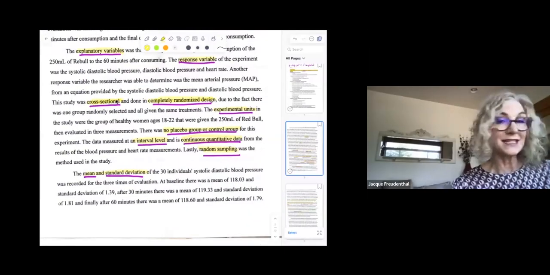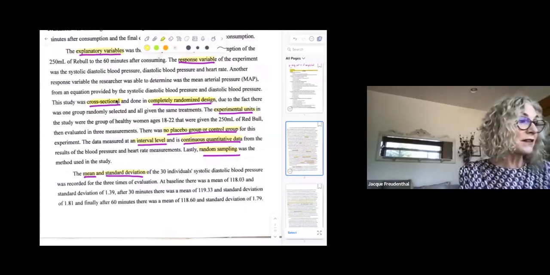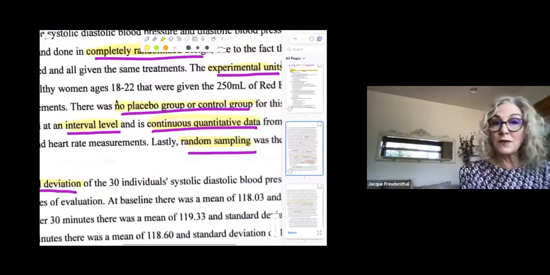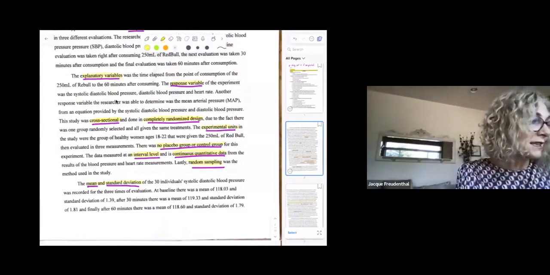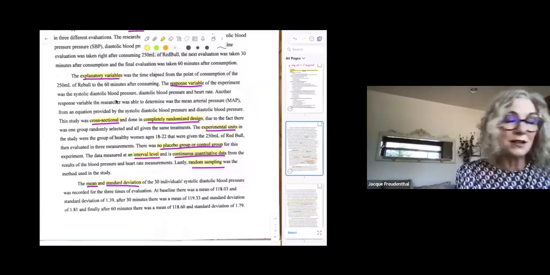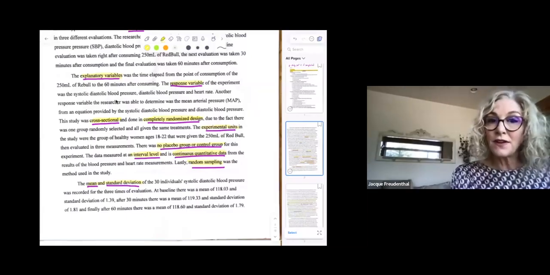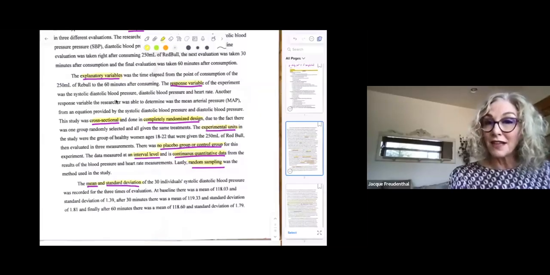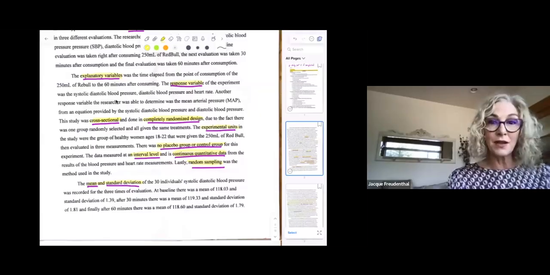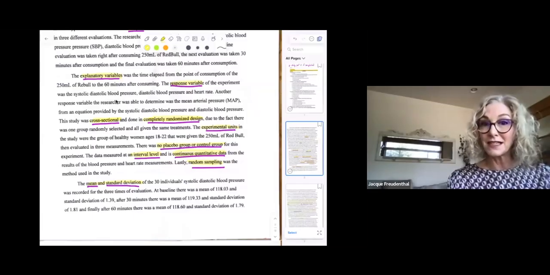This next part says the data is measured at an interval level and is continuous quantitative data. You need to explain that more. She just says from results of blood pressure and heart rate measurements, and that's not enough. If you're identifying it as interval, why is this an interval level of measurement? You probably have to go back into your notes and refresh your memory on what interval level is and how that applies to this particular study. So this would not be adequate, in the sense that you would want to identify what interval level is and how it applies to this study.